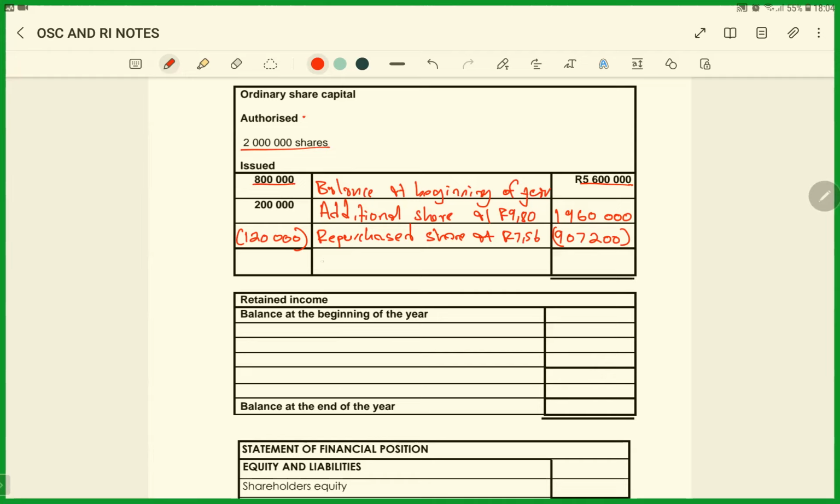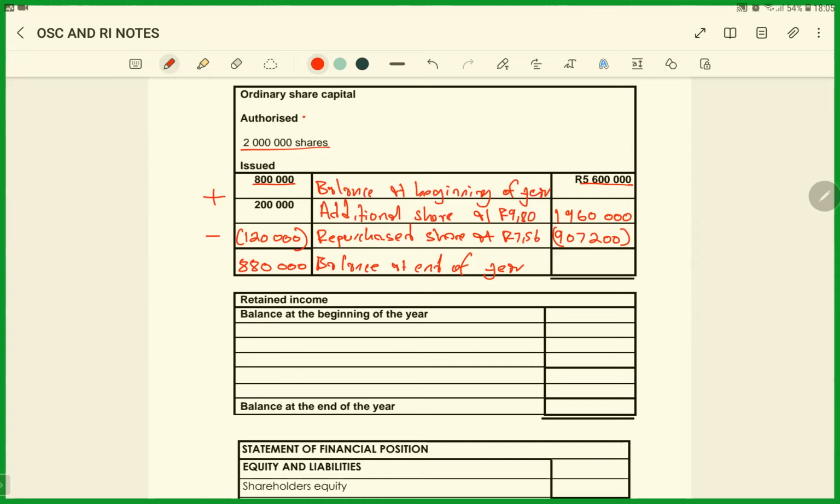To find that, we are going to say balance at the end of the year. So to find it, you say number of shares at the beginning, plus additional shares, minus repurchased shares. So when you take 800,000 and add 200,000, it gives you 1 million. Then when you subtract 120,000, it gives you how much? 880,000. Now, 880,000 represents the number of shares in issue at the end of the year, or the number of shares available in the share register at the end of the year.